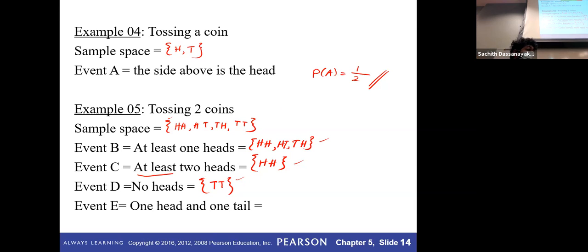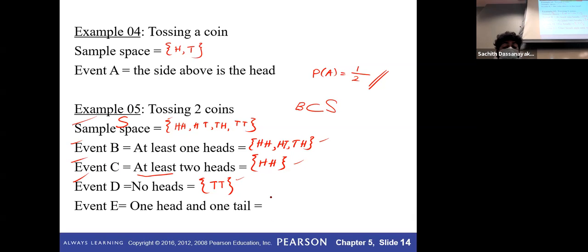So each event, we call each event a subset of this sample space. In mathematics, if you would like, we can denote it like this: if your sample space is capital S, let's say event B is a subset of S. You don't need to worry about these notations, but this is how we denote it. So each event is a subset of this sample space.